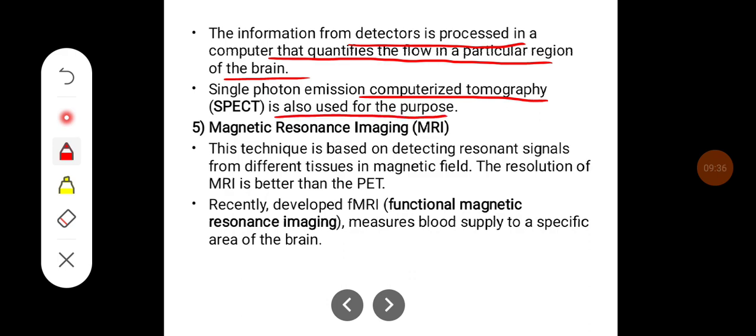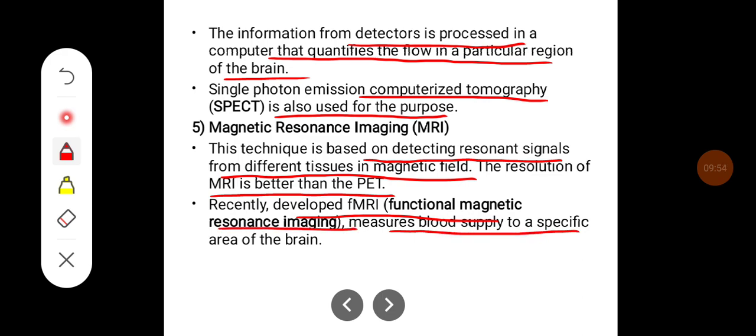Then MRI, that is magnetic resonance imaging. This technique is based on detecting resonant signals from different tissues in a magnetic field. The resolution of MRI is better than PET. Recently developed fMRI, that is functional magnetic resonance imaging, measures the blood supply to a specific area of the brain.